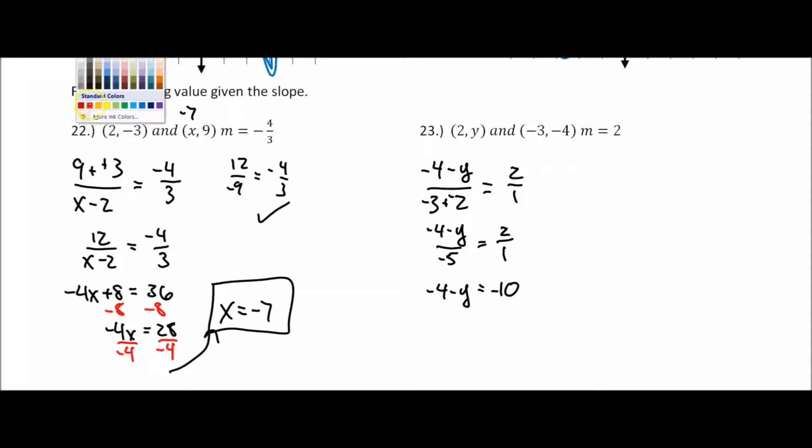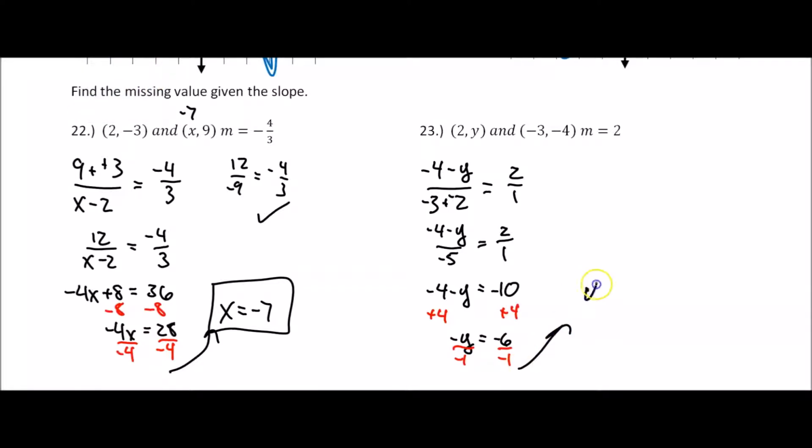Now I can finish solving this. I'm going to add that 4 to each side. Now divide by negative 1. So I find out that y equals a positive 6. And once again, if you plug it back in up here, and you can do change in y over change in x, or you can do your slope formula, what you should end up with here is a negative 10 over what looks like a negative 5, which does give me a positive 2. So there's my quick check. Okay, find the slope.